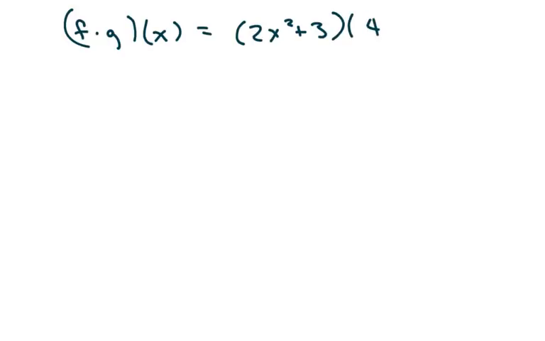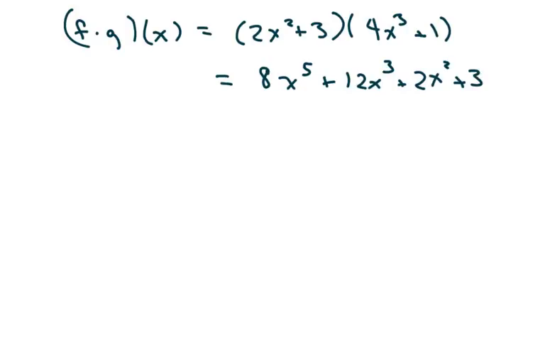We're going to multiply now f times g of x, and that's going to be 2x squared plus 3 times 4x cubed plus 1, and when you pull that out, you get 8x to the 5th plus 12x cubed plus 2x squared plus 3. And it's just a polynomial here, so x belongs to all real numbers.